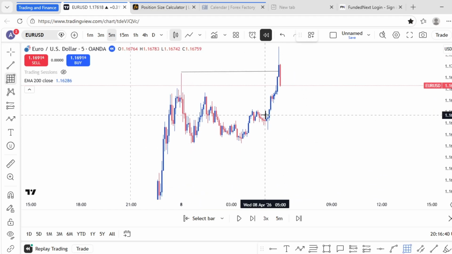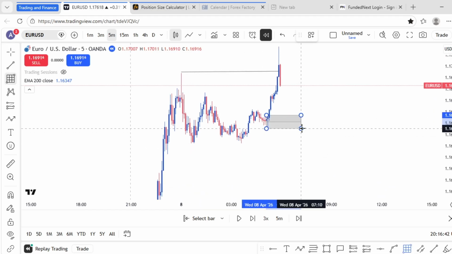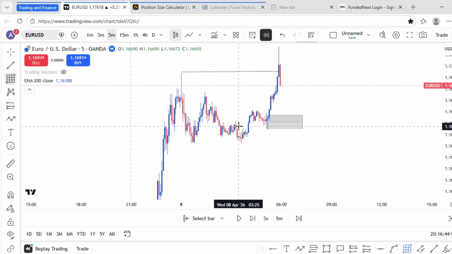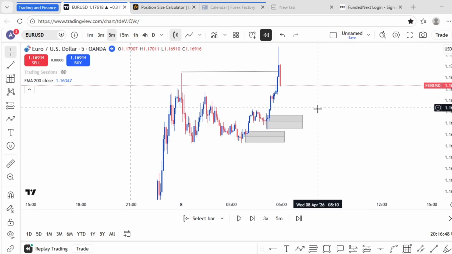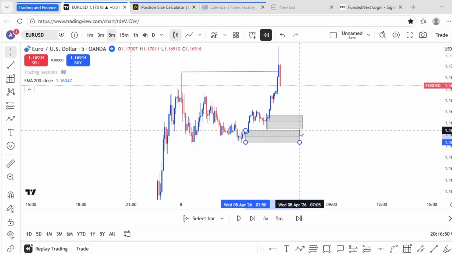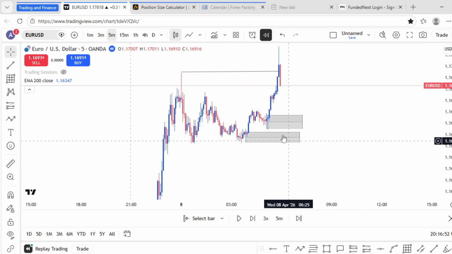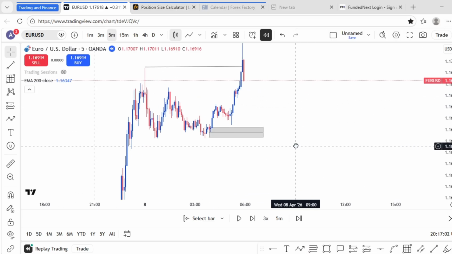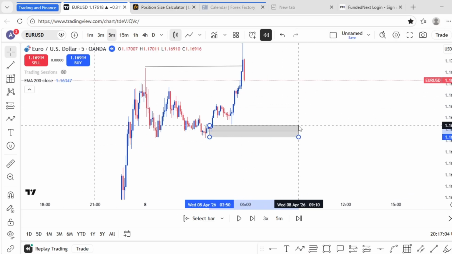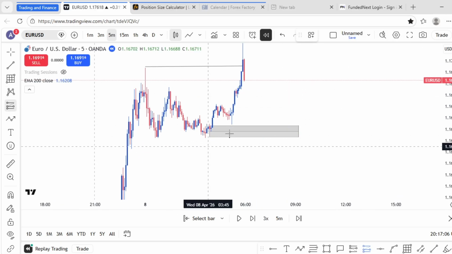Now we have this recent one, and we also have this one over here. Now these two, which one are you taking? For me, I always prefer the farthest, the one that is always at the bottom, so that the immediate one will be a liquidity sweep or an inducement for me. So I will leave this, and then I'll take this as my valid order block or my valid demand zone.